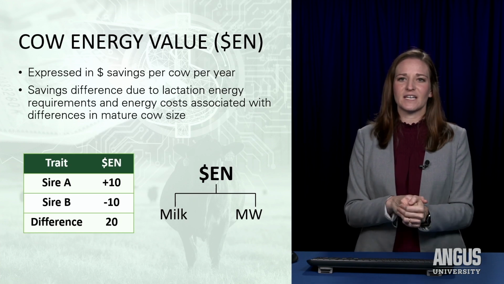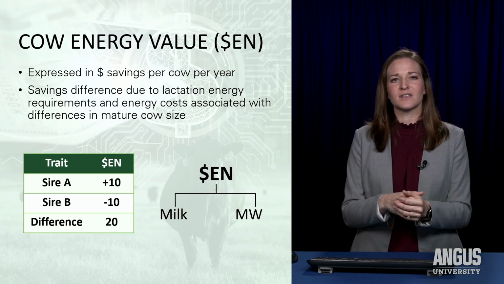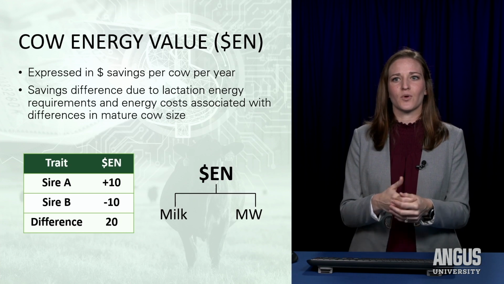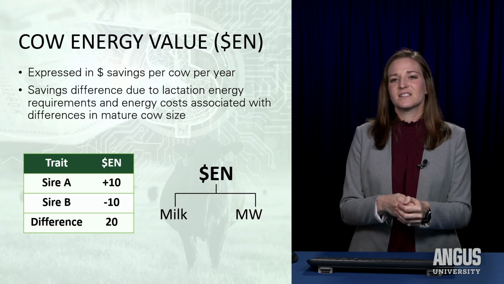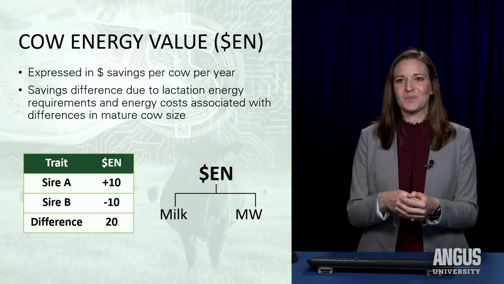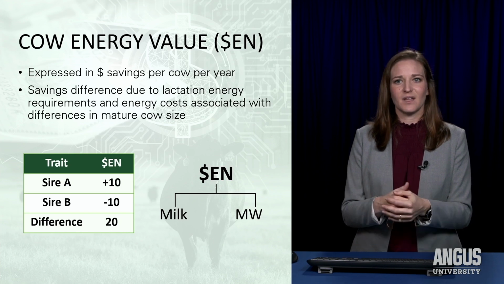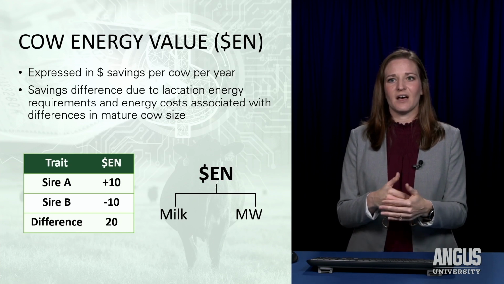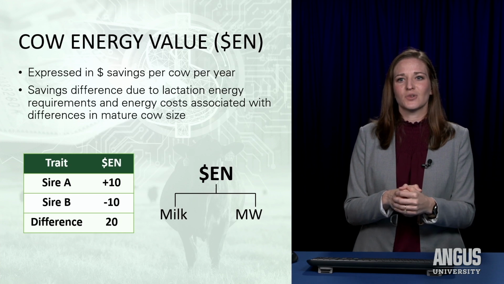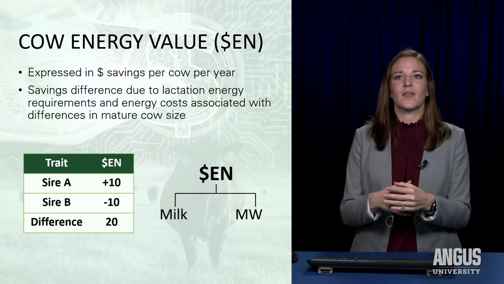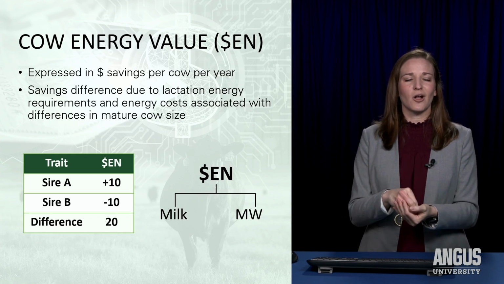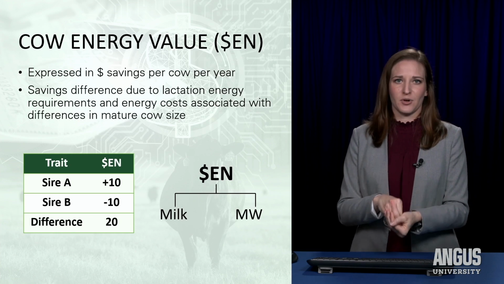And if we take a look at an example of comparing two animals, in this case two sires for their $EN value, sire A is going to have a $EN of +10, and sire B is going to have a $EN of -10. So again, that difference is going to be 20, and that would be a $20 savings per cow per year.